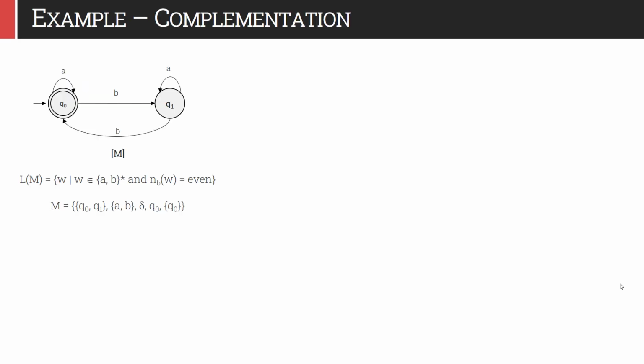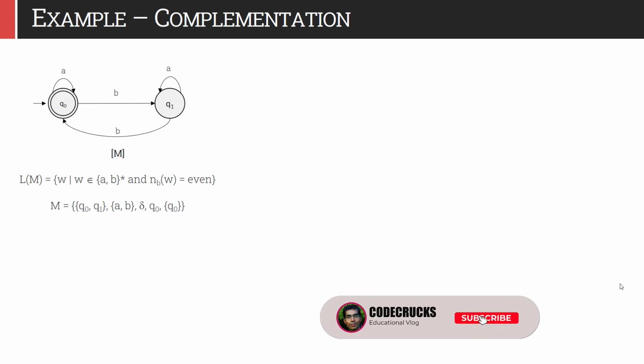Assume that we have one DFA like this. If we look at the DFA carefully, it will accept all the strings in which the number of B's is even. If we read the first B, it goes to Q1, which is not a final state. When we read the second B, we are in Q0, which is a final state. So 2 B's are accepted, 0 B's are accepted, 4 B's are accepted, and so on. It has 2 states, Q0 and Q1. So the language accepted by this machine M is all the strings W such that W belongs to {a, b}* and the number of B's in W is even.